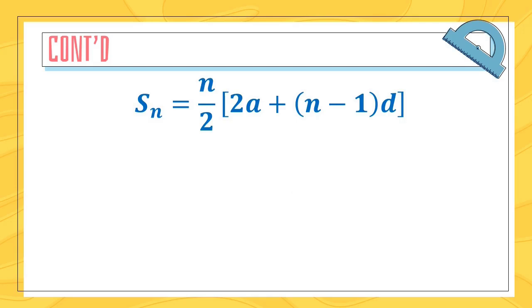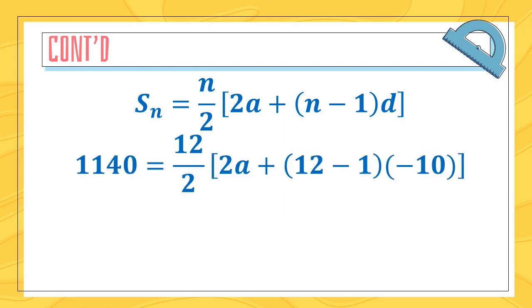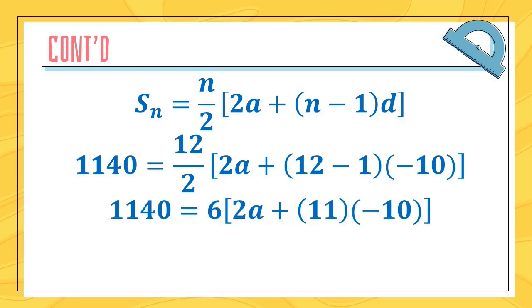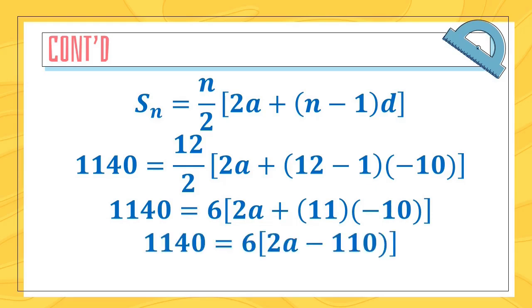And so we can substitute the values we know from the question. From here, we know the sum, we know the number of n, we know the common difference. And so the sum is given by 1,140 equals the number of terms, which is 12, divided by 2, all multiplied by 2A, because A is missing, plus 12 minus 1, all multiplied by the common difference, which is negative 10. 12 minus 1 will give 11. Now 11 will multiply negative 10. And to simplify this further, we know that 11 multiplying negative 10 will produce negative 110.